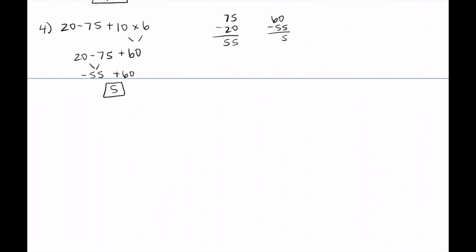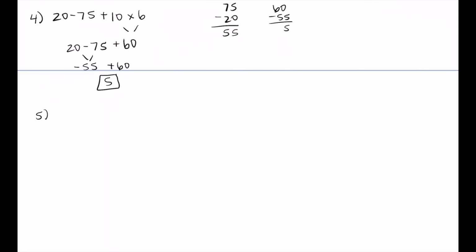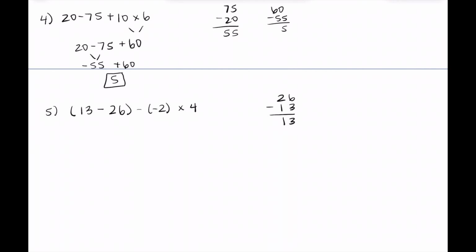Now we'll move on to our last question for today's lesson. Again, this is just an overview and just practice of putting together everything we've learned so far in the pre-algebra playlist. For number 5, we have 13 minus 26, that's in parentheses, minus a negative 2 times 4. And we have to do the parentheses first, right? So we'll do 13 minus 26. We know that this would give us a negative answer since we're subtracting by a larger number. So on this side here, we'll do 26 minus 13. That gives us 13, and we know that that will be negative, right? Because 13 minus 26 will give us a negative answer.